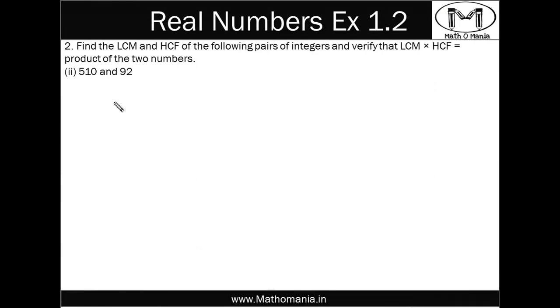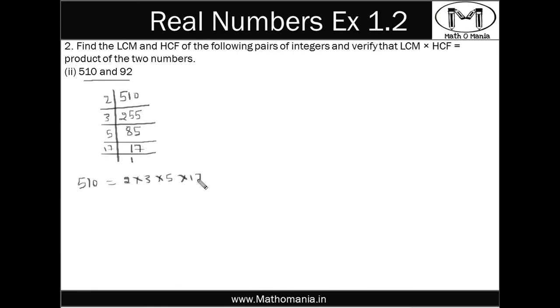510 and 92. So first of all, let us find out the LCM and HCF of 510 and 92. Prime factorizing it, dividing it by 2 we'll get 255. Dividing it by 3 we'll get 85. Further dividing it by 5 we'll get 17, and then by 17 we'll get 1. So 510 can be written as 2 into 3 into 5 into 17.